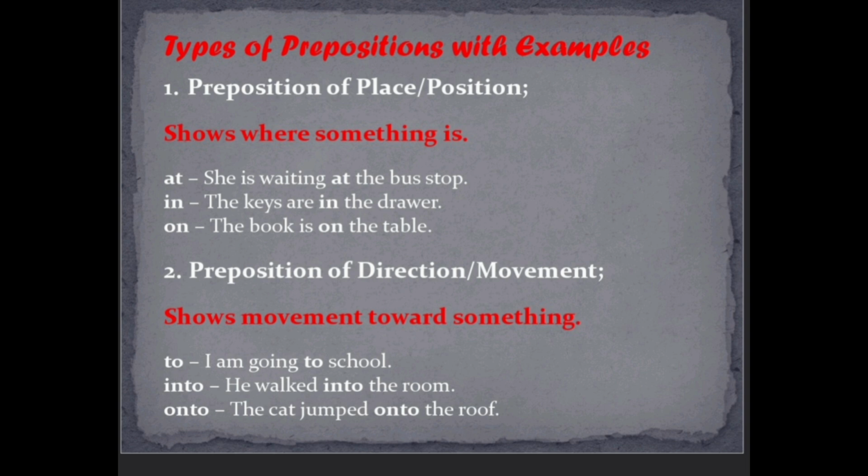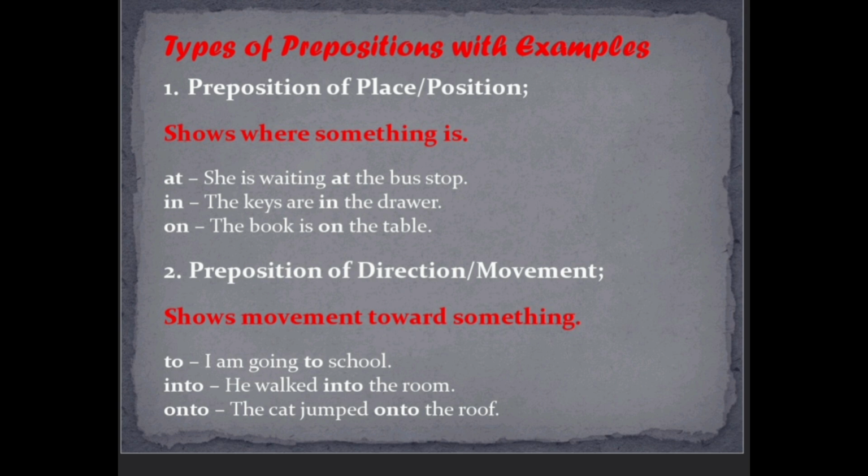Now let's move to the next type, prepositions of direction or movement. These show movement towards a place. Let's see examples. I am going to school. Here, to show the direction of movement towards school, we are using the preposition to. So he is going to school, he is going to the market, he is going to a movie. To show movement towards that movie, towards that market, we are using a preposition.